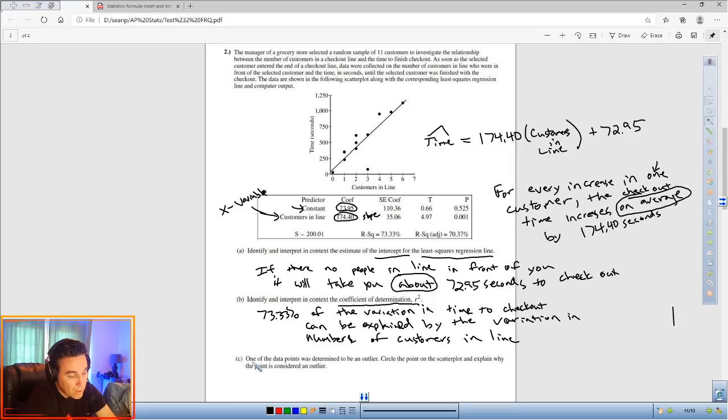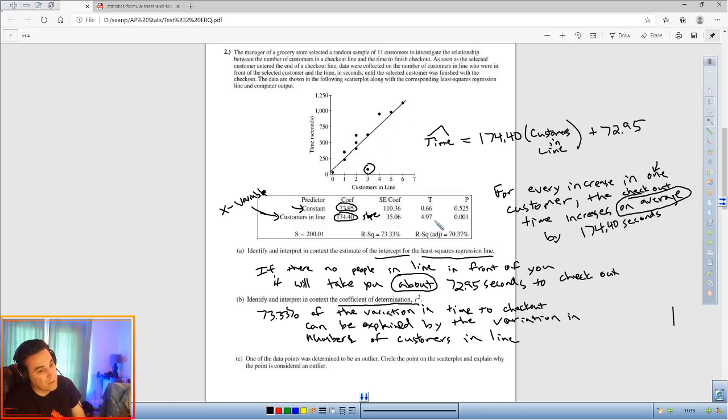I just don't think they could ask you a lot more unless they change the problem as they're going. One of the data points is determined to be an outlier. Circle the outlier, explain why. Well, definitely this one is an outlier, right? That's really unusual. There were 3 customers in line in front of you, and it took you way less time to check out than we would have predicted. So, right, that's why it's an outlier.